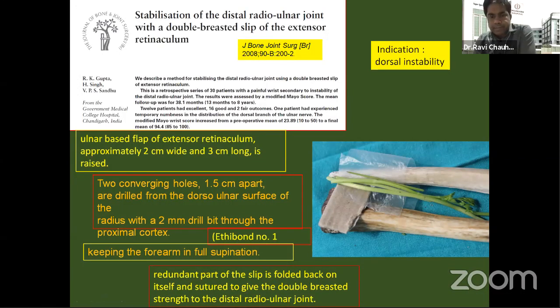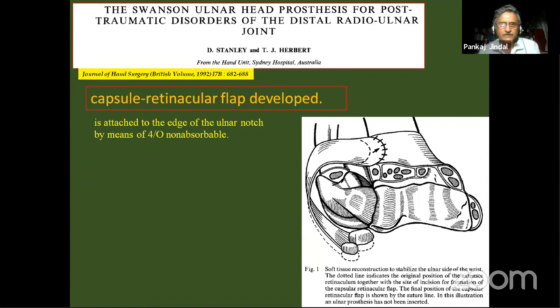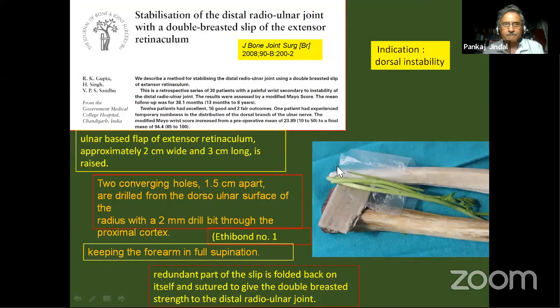Yeah, it's okay, sir. Okay, now this has been done in the past. This was called a Herbert procedure. What was done was the extensor retinaculum was cut at the dotted line and advanced more radially so that it caused some stabilization of the ulna. The procedure that we have been doing quite often has been described in the Journal of Bone and Joint Surgery by Ravi Gupta. An ulnar-based flap of extensor retinaculum was raised, and through two converging holes, this was sutured after reducing the ulna.